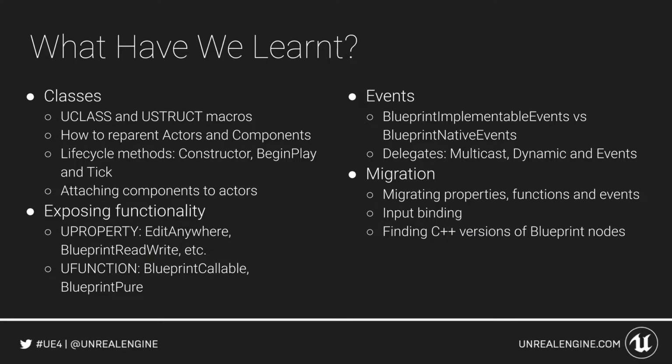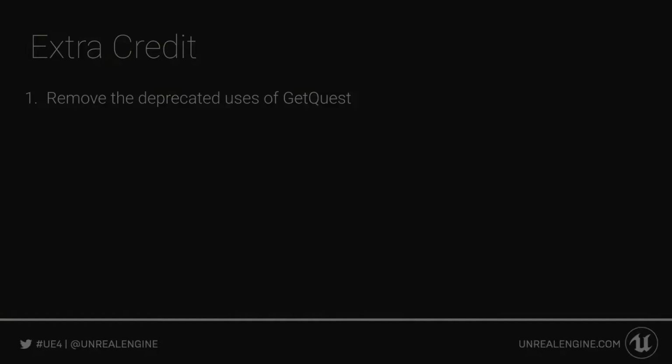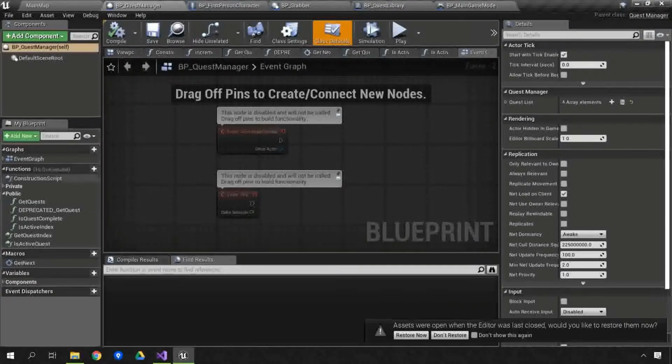Now, there's a few avenues for extra exploration in this project if you want to get some practice of the skill of moving things across from Blueprint to C++. The first, perhaps lowest hanging fruit, is to get rid of any deprecated uses of our GetQuest function. So remember that we migrated GetQuest into C++, but we left a deprecated function in there and a deprecated struct. You could go ahead and make sure you remove that throughout the project and check that it still all works.